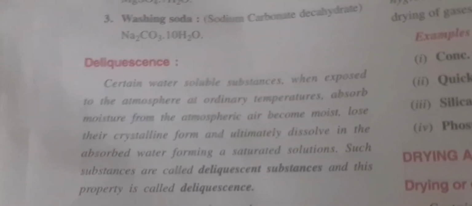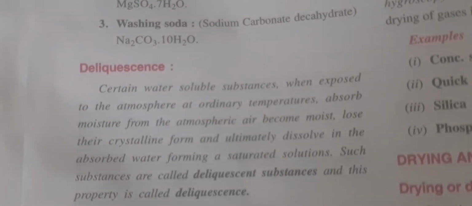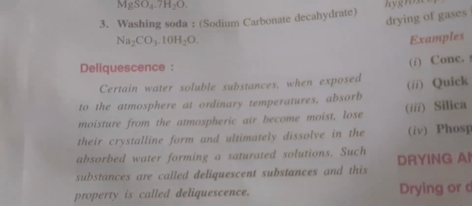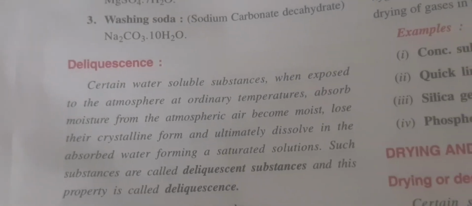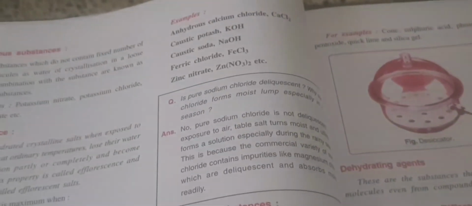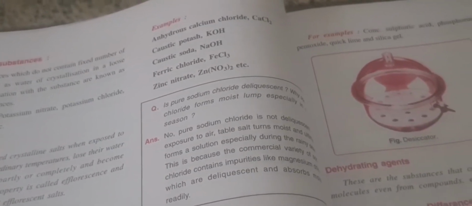The second property is deliquescency. There are certain water-soluble substances which, when exposed to the atmosphere, absorb water from the air, and then slowly dissolve in it and form a saturated solution. Deliquescency depends on lower temperature, humidity in the atmosphere, and lower vapor pressure of the substance. These are the things which control deliquescency. Certain examples which show deliquescency are anhydrous calcium chloride, caustic potash, caustic soda, and ferric chloride.